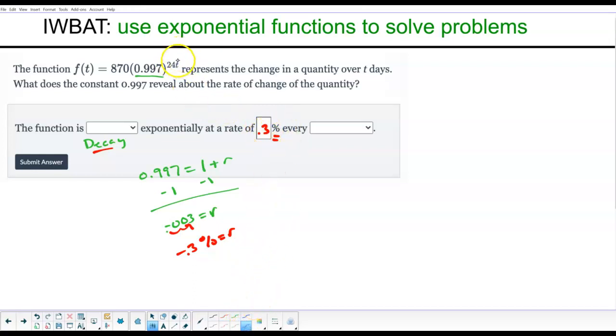And then here's where it gets tricky. See the 24? So the 24 here is 24 times the amount of days. Well, let's think about that. But they want every value. It's not every day. It's every 24th of a day.